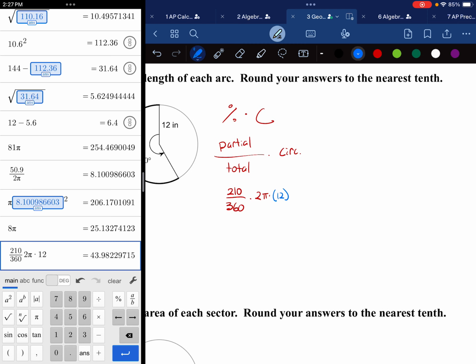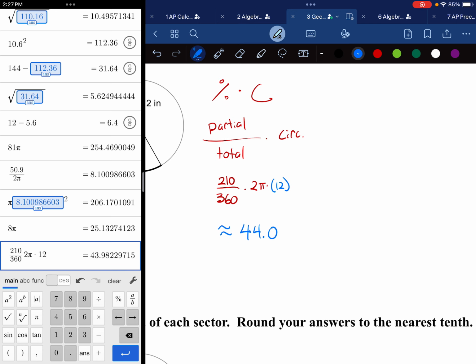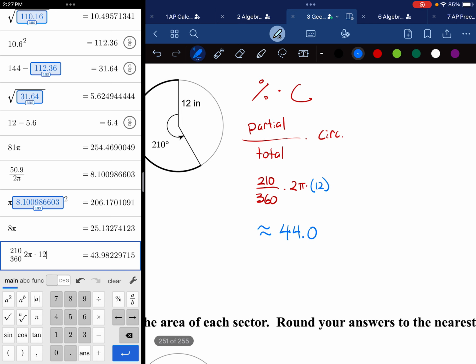And we get our answer. This is, again, I'm approximating here, so this is roughly equal to 43.98, which means this is really 44.0 if I'm rounding it. And what are our units here? We're talking about the length here. Length is in the first dimension, so just inches to the power of 1, or just inches, so 44 inches.